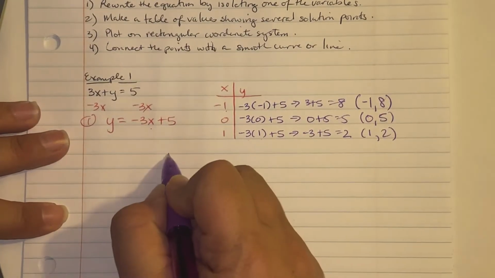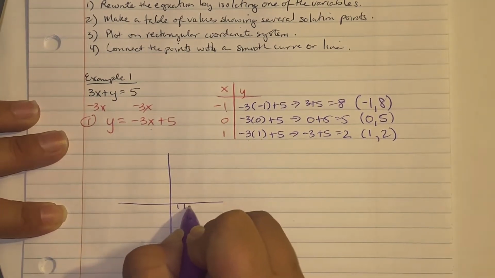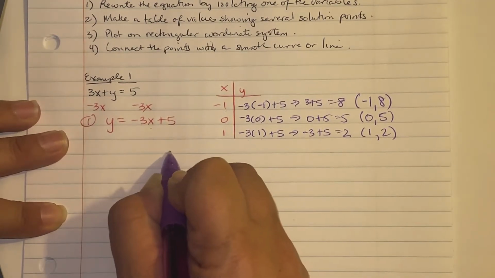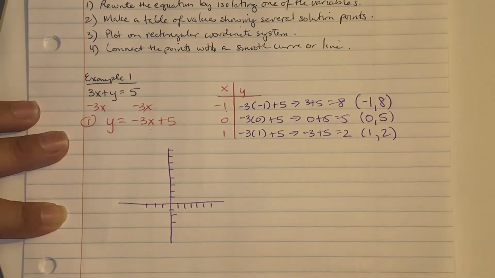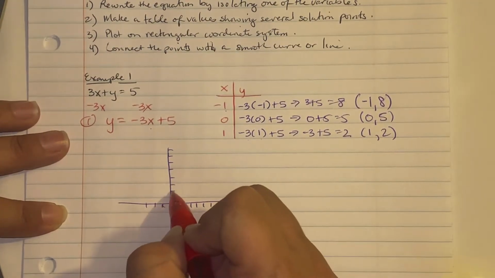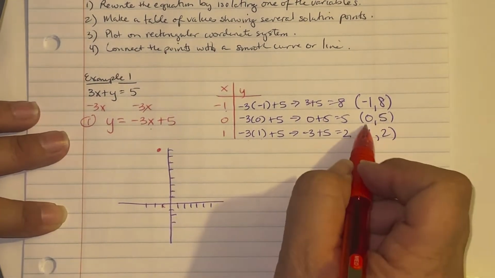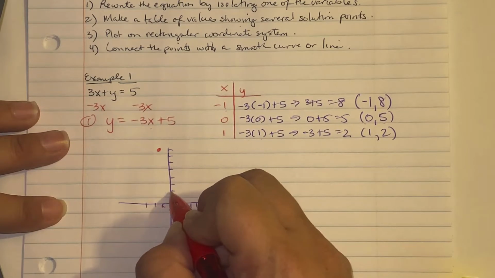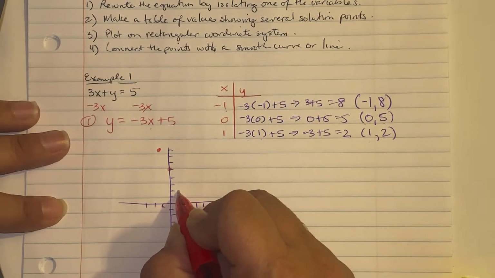So we're going to do a simple coordinate system. Okay, so the first point is that when x is negative 1, the y is positive 8. So 1, 2, 3. So negative 1, 8, there's a point. It says when x is 0, the y is located at 5. So 0 is at the origin, and we go up 5 units. Then when x is 1, y is 2.